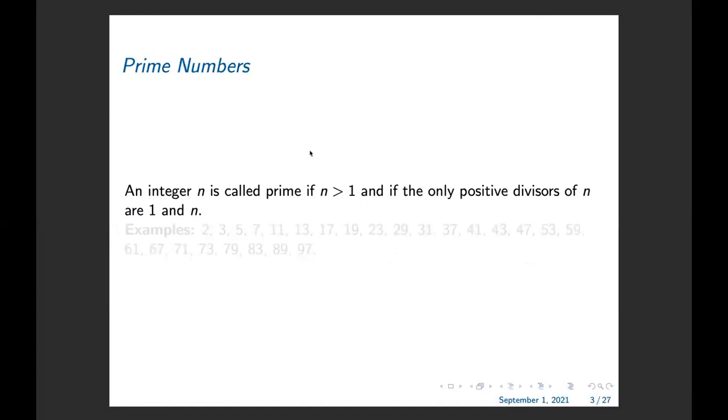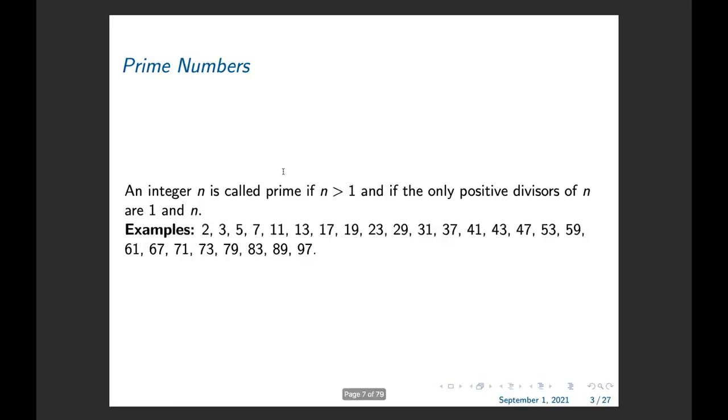Let's just recall one of the numbers known as the prime number. A prime number is a number which is greater than 1 and the only divisors of this number are either 1 or the number itself. For example, these are the prime numbers which are less than 100.